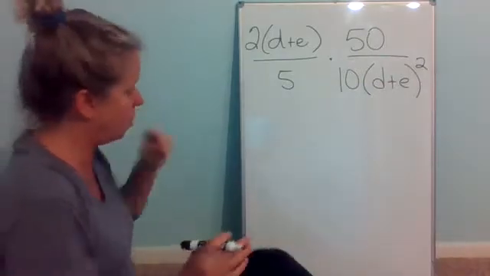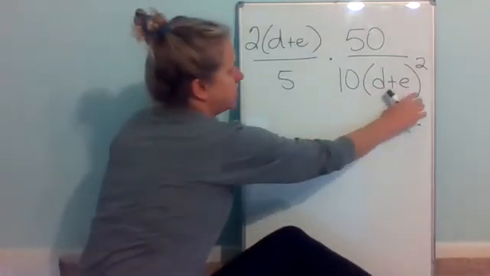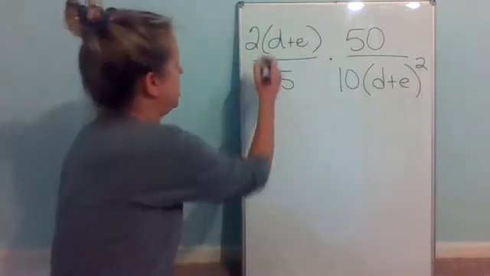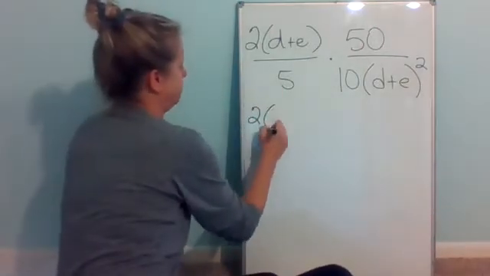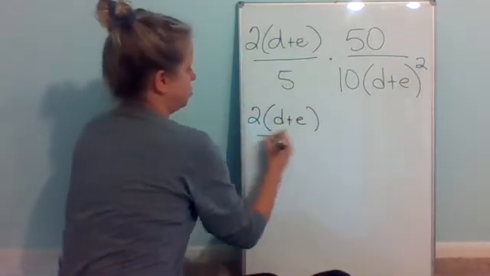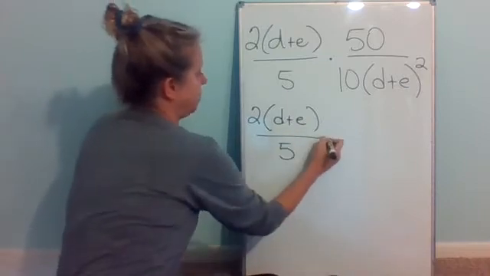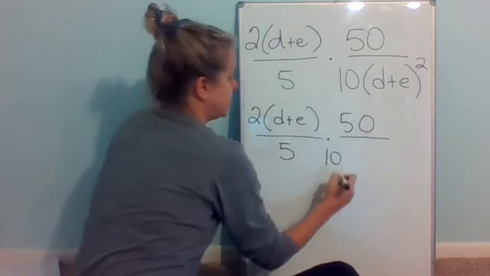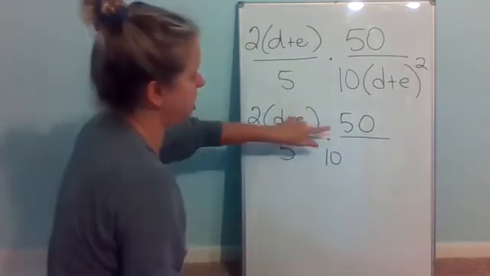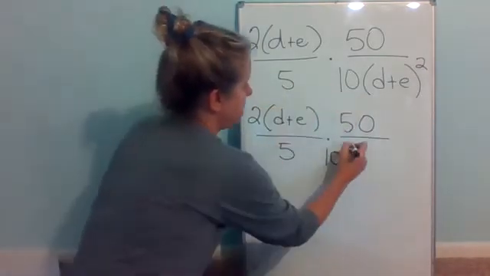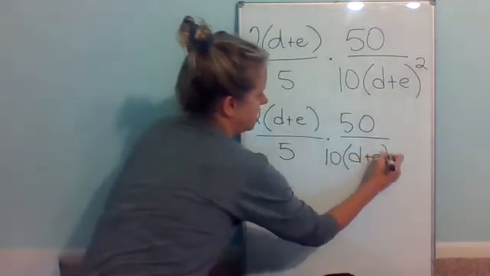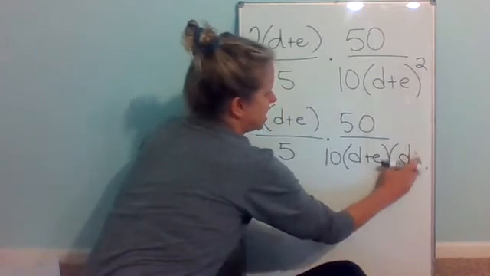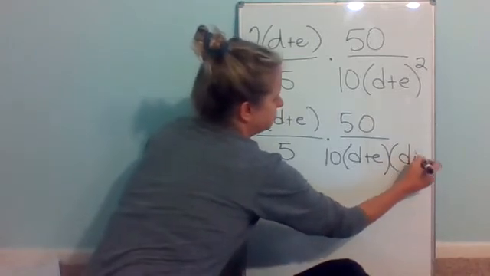So let's see. I'm just going to rewrite this whole thing. Instead of writing (d plus e) squared, I'm going to write it out. (d plus e). So let's keep everything else the same. So 2 times (d plus e) over 5 times 50, or excuse me, 50 over 10. And here's what I'm talking about. Changing that (d plus e) squared to (d plus e) times itself.